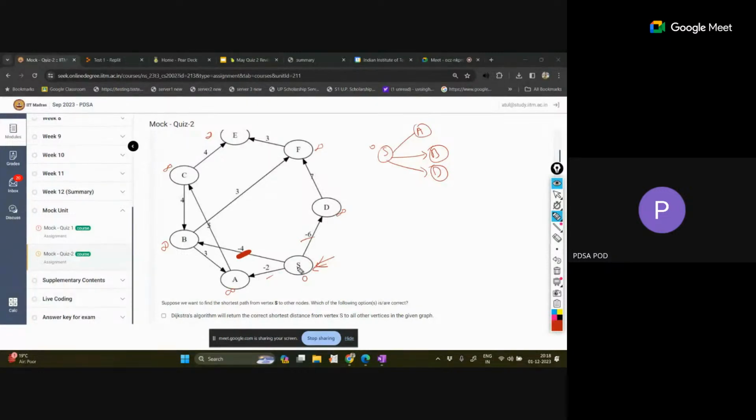After that you will check S to A. So this is -2, that is 0 plus -2, -2. Previously it was infinite, so we will replace this weight by the current distance from the source. And S to B, so 0 plus -4. So B will become -4. And S to D, this is 0 plus -6. So this will become -6. So is it creating any problem?